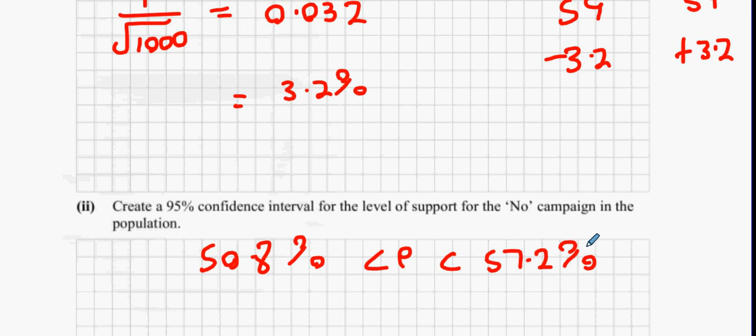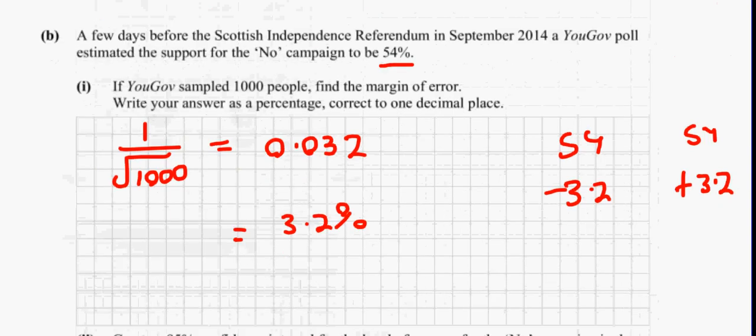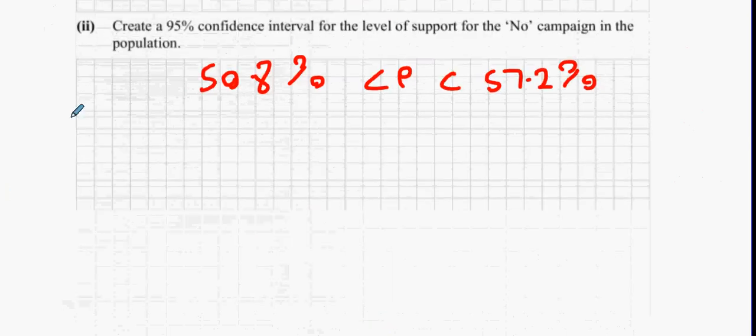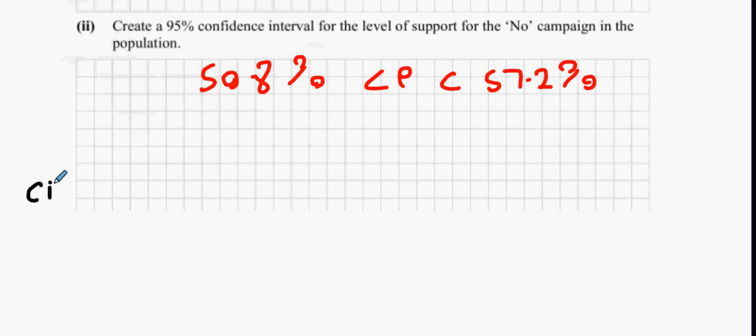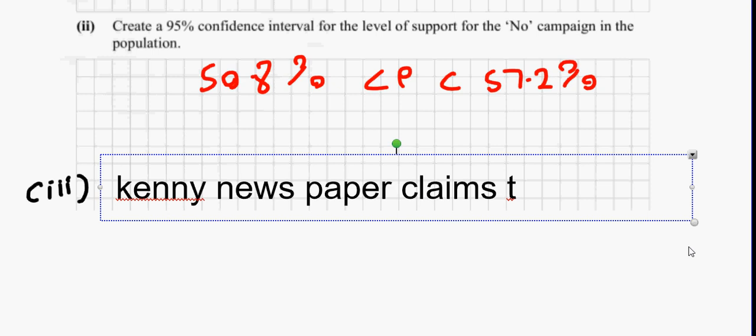So, does it have to do a hypothesis test? No, it doesn't. Alright, just while I'm here, I'm going to make a hypothesis test up. So, I'm going to make up a part 3 right now. I want you guys to do part 3 for me, okay?